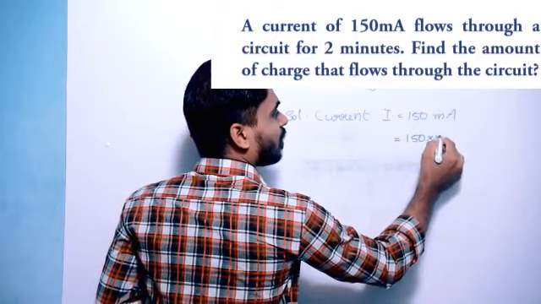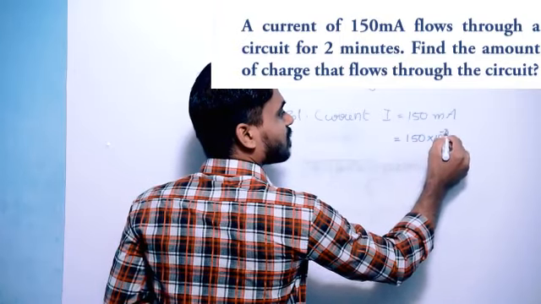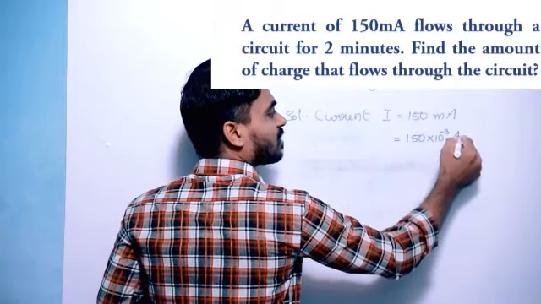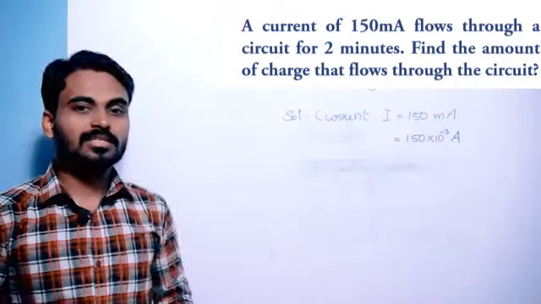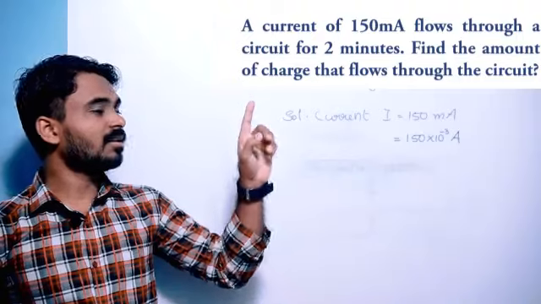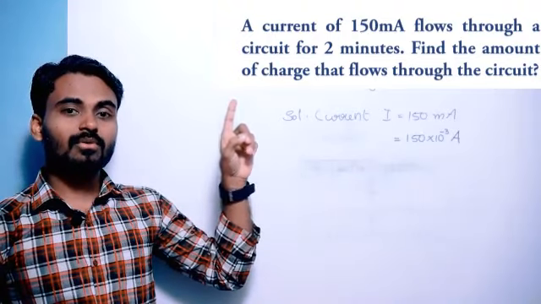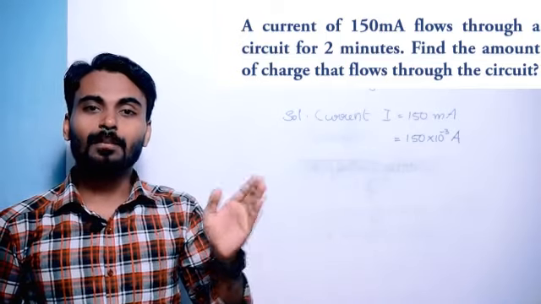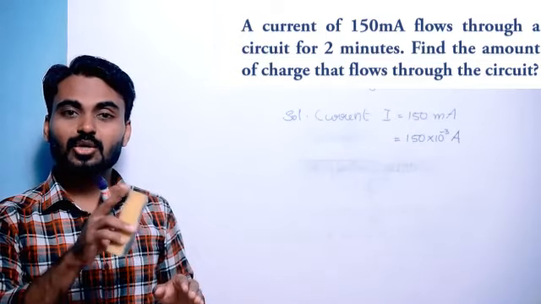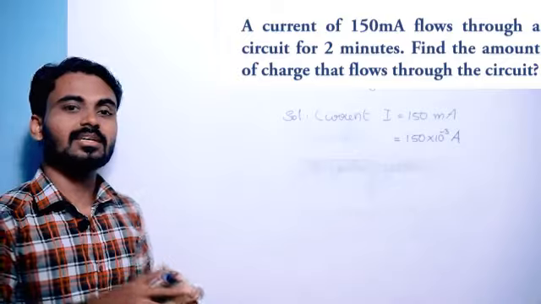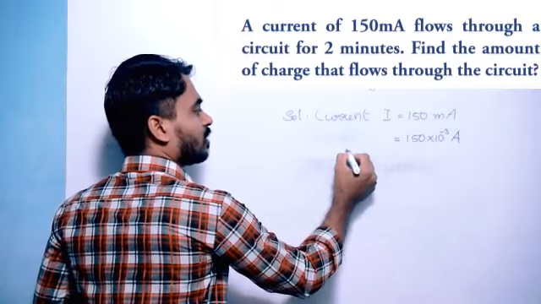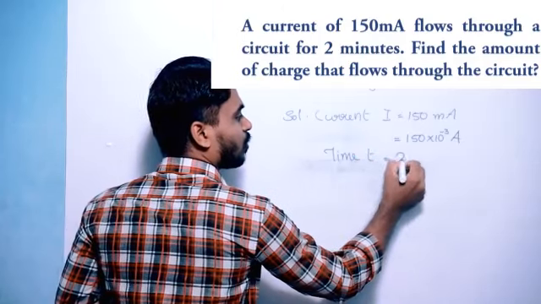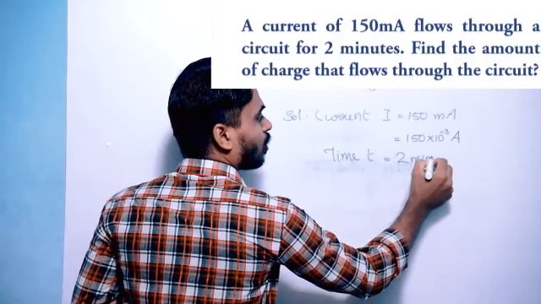Multiply it by 10 raised to minus 3. So we will get 150 into 10 raised to minus 3 ampere. This is the first sentence. Question again. An electric current of 150 milliampere is flowing through a circuit for 2 minutes. Minutes is the unit of time. So next it is given time. Time t is equal to 2 minutes.